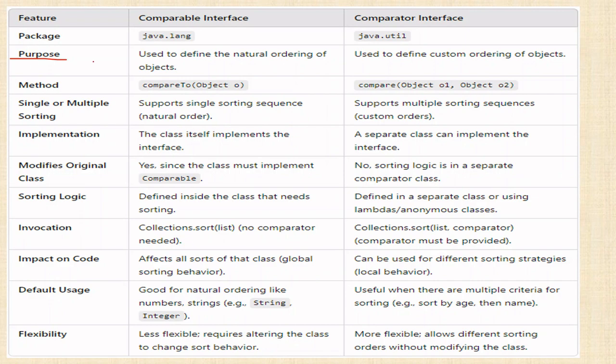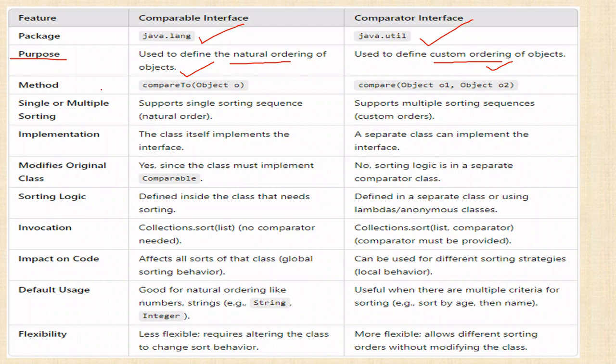It is used to define the natural order of objects. So we can sort in natural order with the help of Comparable, and Comparator is used to define custom order of the sort objects. Basically we use both Comparable and Comparator for sorting order. With the help of Comparable we can do natural sorting order, and with the help of Comparator we can do custom sorting order. Comparable is available in the java.lang package, and Comparator is available in the java.util package.